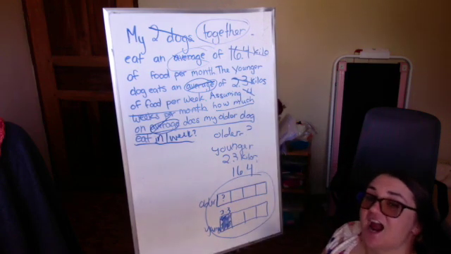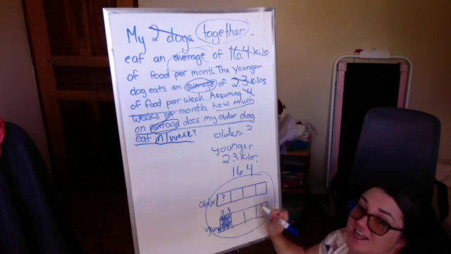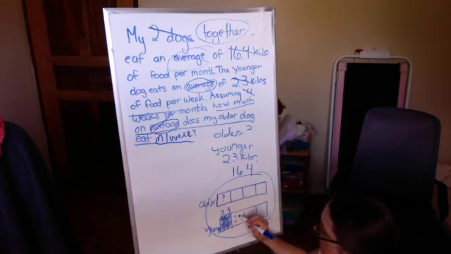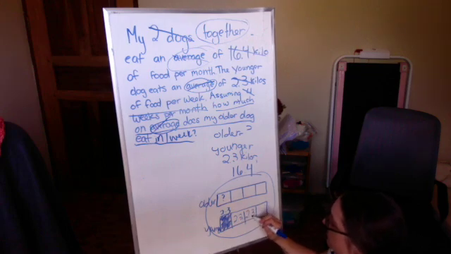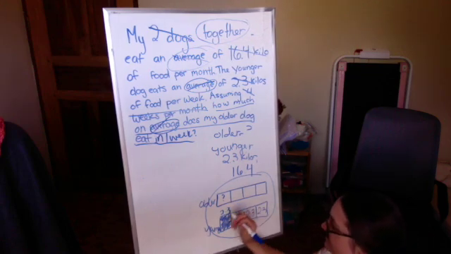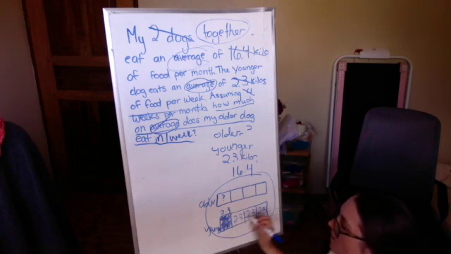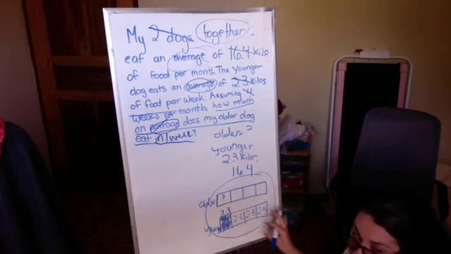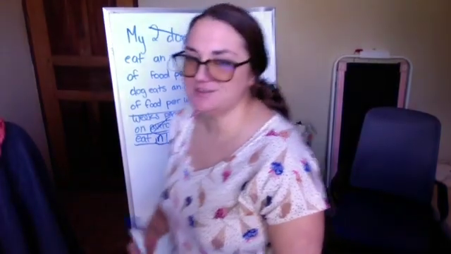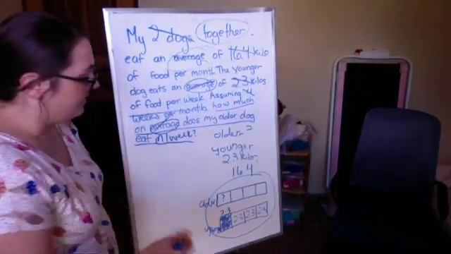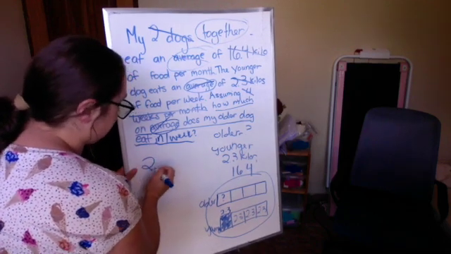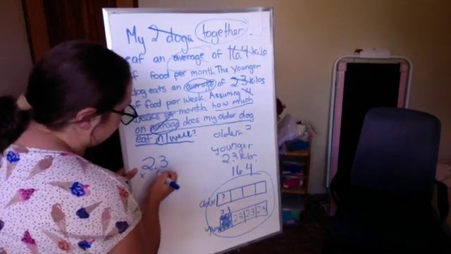And because this is an average, I'm going to know that each of these blocks is equal. So this is 2.3, this is 2.3, this is 2.3, this is 2.3. So now I can add this all together to get what amount of this total is going to my younger dog. You can multiply or add. I'm going to review multiplication. So I'm going to say 2.3 times 4.